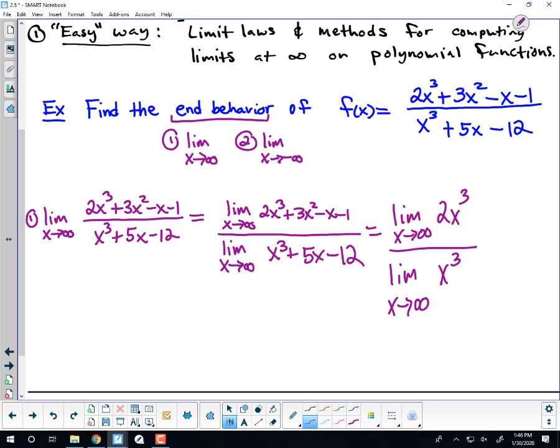Is everybody okay with that? Before you actually evaluate this limit and say that it's infinity over infinity, you need to simplify the function first. So 2x cubed divided by x cubed. All we're doing is computing the limit at infinity on the function 2. Which of course that limit would be 2. Let's simplify.